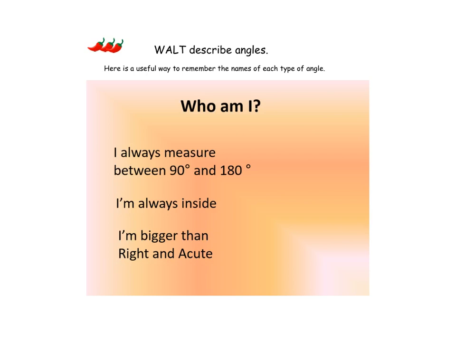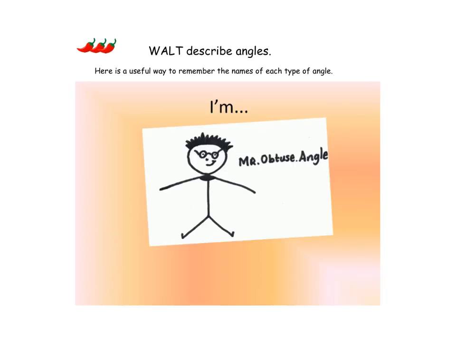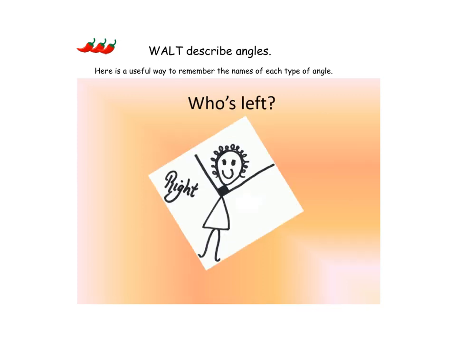Who am I? I always measure between 90 and 180 degrees. I'm always inside. I'm bigger than right and acute. The answer is obtuse angle. And who's left? It's Mrs. Right angle. She's always right.